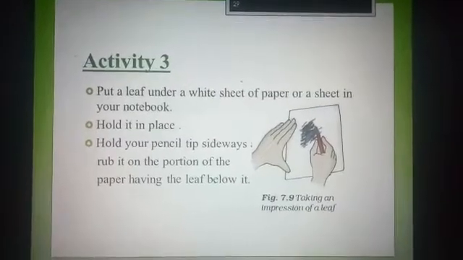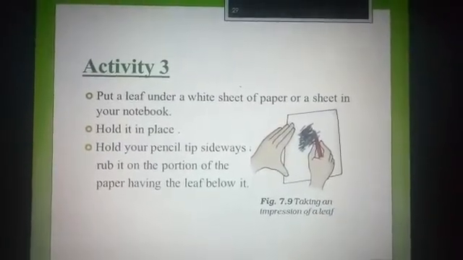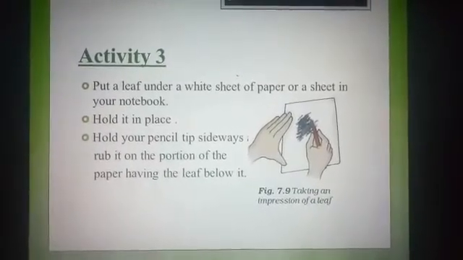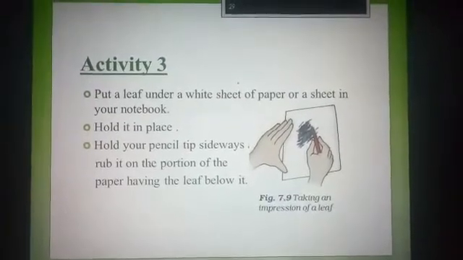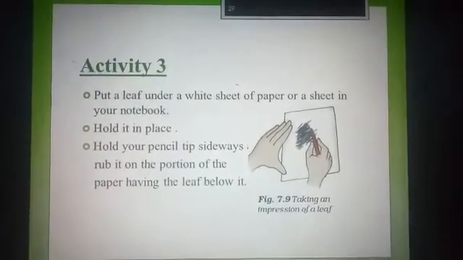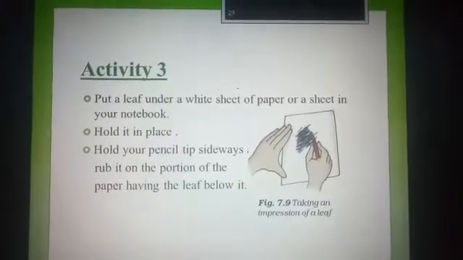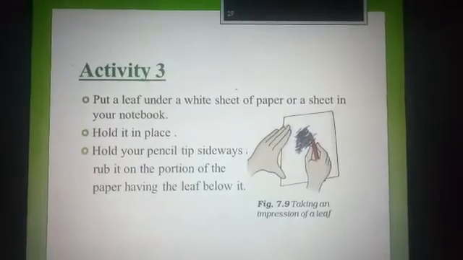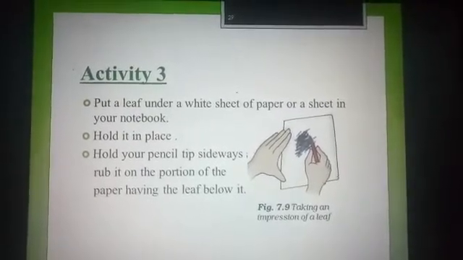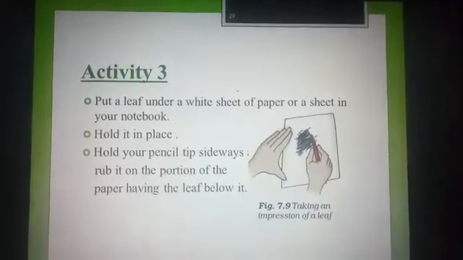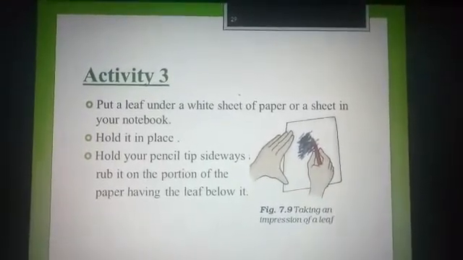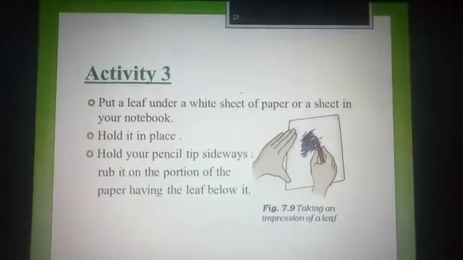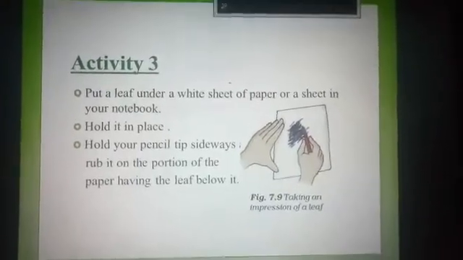Next we have activity number 3. In this activity what you have to do is take one leaf, and on that leaf put one white sheet, and after putting the white sheet, hold it tightly, and then with the help of a pencil or any sketch pencil, shade it. Then after shading you will get the impression of the leaf on that paper, right? You will get to see the impression of the leaf on the paper, and the same impression means the whole leaf you are observing on the sheet, right?